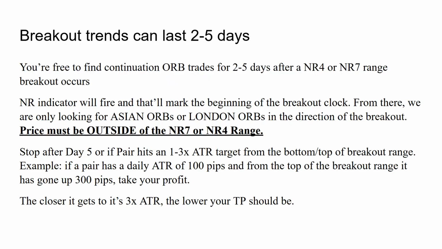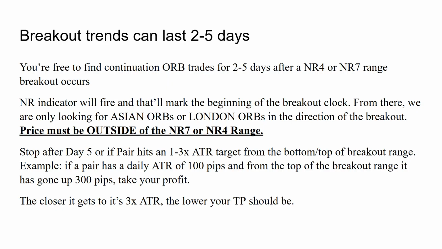Now, when price breaks out of an NR7 or an NR4 range, either way, we are looking for open range breakouts over the next 2 to 5 days in the same direction that the breakout occurred. The NR indicator will fire, and that'll mark the beginning of the breakout clock. If price breaks out on Monday, Tuesday will be day one, Wednesday day two, Thursday, etc. We're not going past 5 days though, because we expect to retrace.